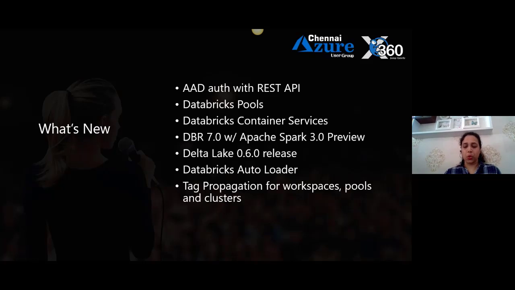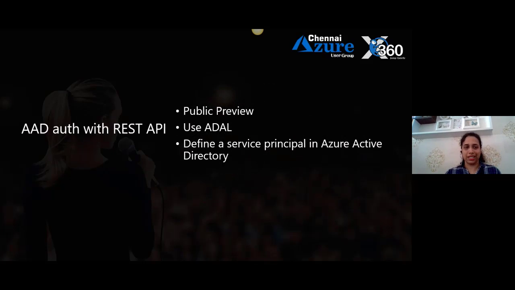recently. So the first one is AAD authentication with REST API. Azure Active Directory authentication is being provided with REST API now. It is in public preview. To get the authentication, you can use any of the ways. The first way is you can use an Active Directory authentication library, the ADAL library, in your REST APIs programmatically to get the access token. The second way is you can define a service principal in your AD and then provide that service principal inside your Azure Databricks to get the access for your workspace.